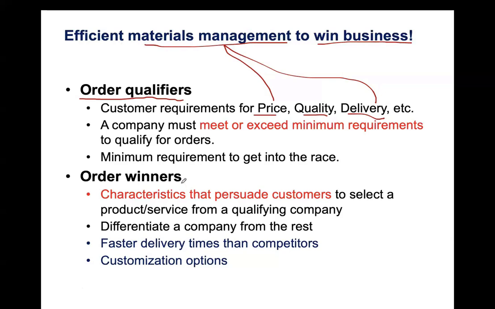And the second category is order winners. Order winners are the characteristics that convince a customer to select a product or service from a qualifying company. So these are the characteristics that differentiate a company from their competitors. Some examples of order winners include faster delivery time than competitors and customization options.